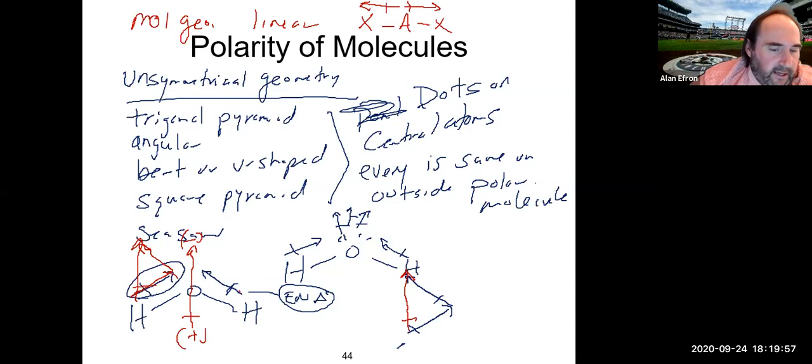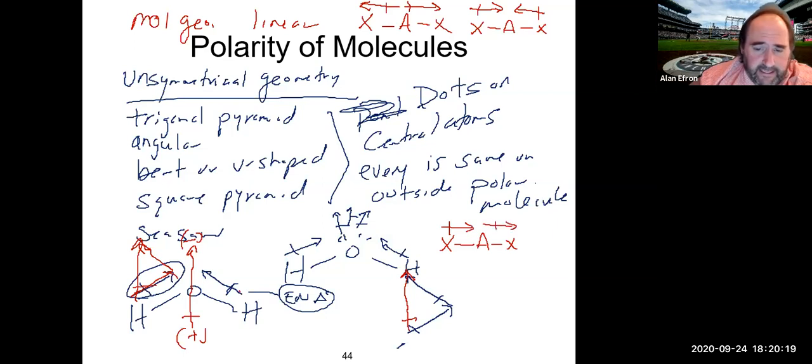And when they are heading in opposite directions, they're going to basically cancel each other out. You could also have a situation where perhaps they're heading right at each other as well. That also would probably cancel it out. But it is potentially possible in a linear situation that when you do those bond dipoles, everybody is heading in the same direction, and that would be polar, right?